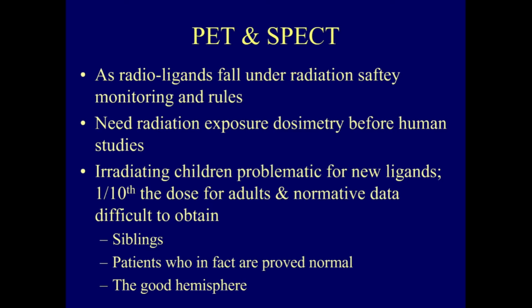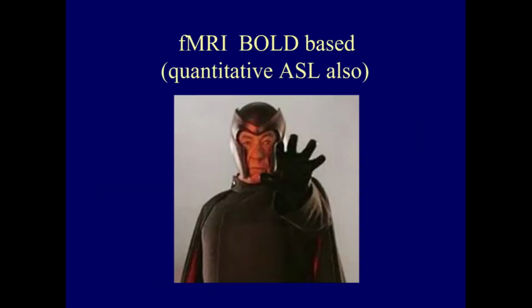Normative data has been obtained on siblings, on patients who are in fact found to be normal, or by using the good hemisphere as the control. In younger populations, again, all of these have been tried in various formats but remain problematic. We'll now move to fMRI and structural and functional connectivity.